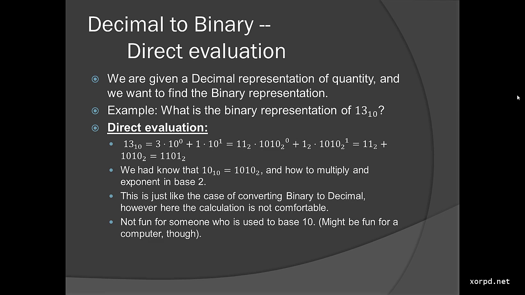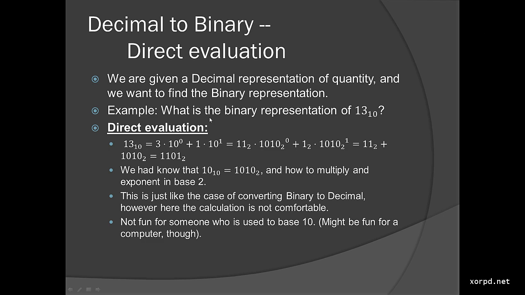The first method that we talked about is the direct evaluation. That is what we've just seen. We will try to define it maybe in a more strict way. The problem is something like this. We are given a decimal representation of a quantity, and we want to find the binary representation of this quantity. It could be something else. It could be maybe the trinary representation or base 5 representation, but mostly we are going to work with the binary representation. So that's what I'm going to talk about.